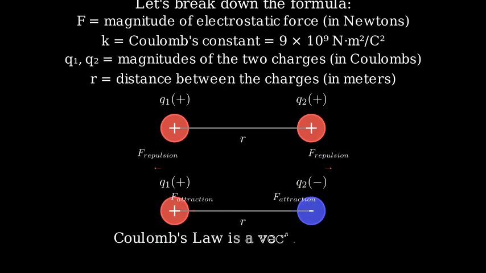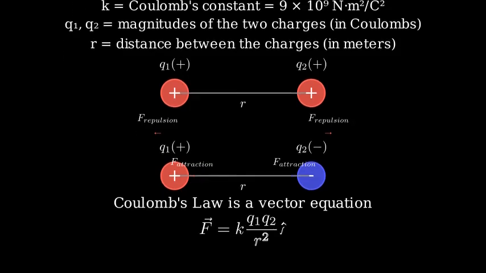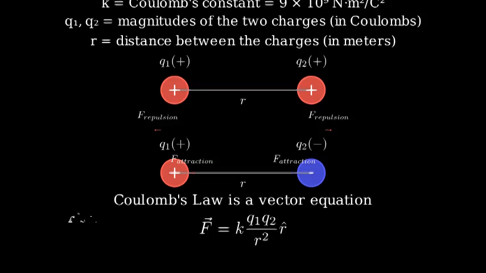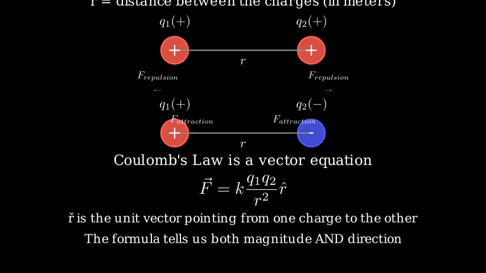An important concept to remember is that Coulomb's law is a vector equation. The complete vector form of Coulomb's law is where r hat is the unit vector pointing from one charge to the other. This vector form tells us not just the magnitude of the force, but also its direction.